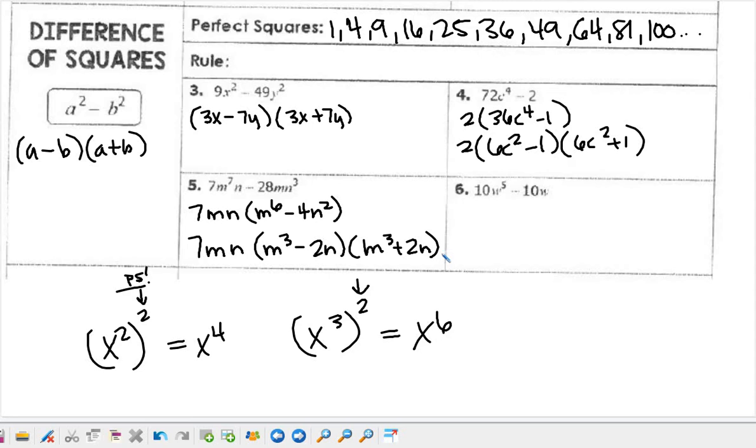So I want you to take a look at number 6 and just kind of figure out what you think the GCF is, and then what you think the difference of squares are. And I'll give you just a second, and then I'll work that problem.